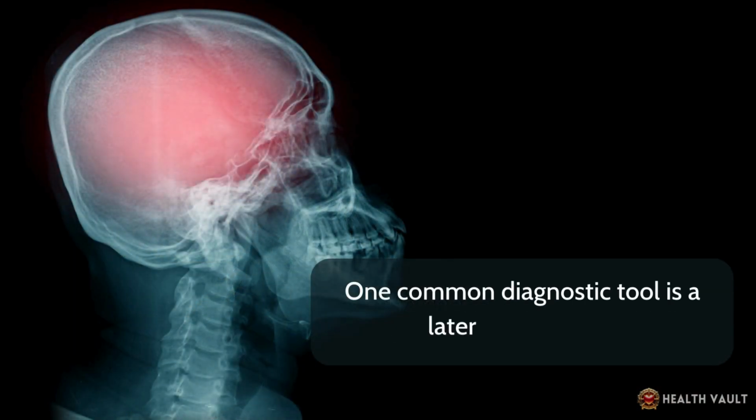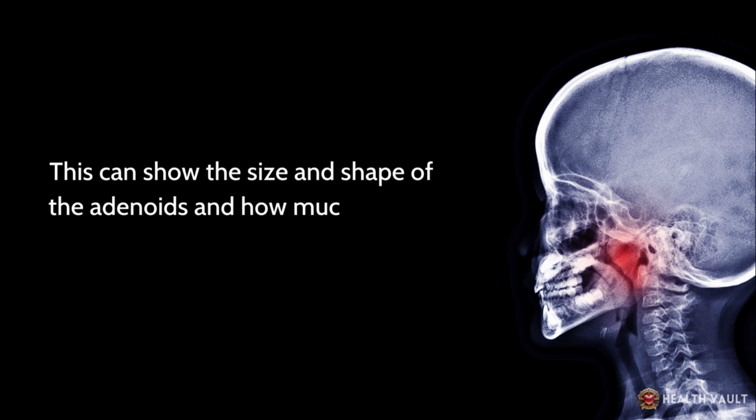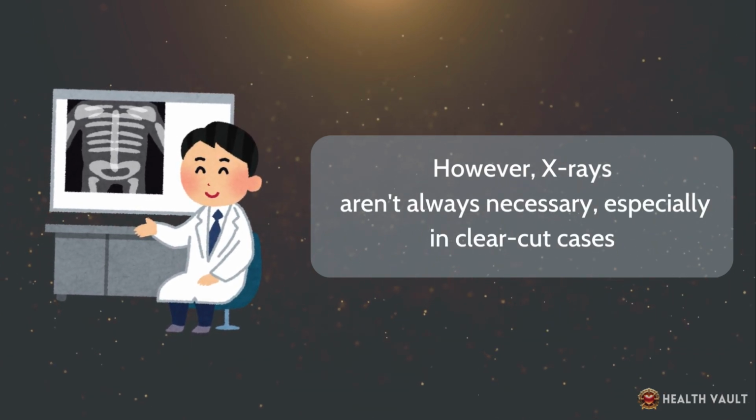One common diagnostic tool is a lateral neck x-ray. This can show the size and shape of the adenoids and how much they're obstructing the airway. However, x-rays aren't always necessary, especially in clear-cut cases.